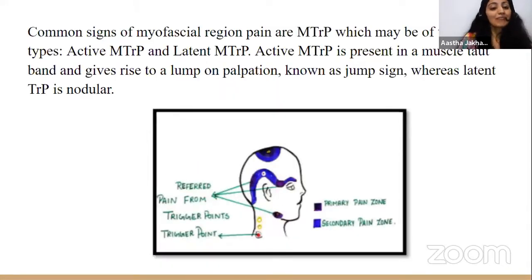Now, MTRPs, that is myofascial trigger points, they are the big mischief in causing the MPDS. They can be of two types, the active MTRPs and the latent MTRPs. Active MTRPs can be seen or palpated easily on a muscle band, and they are also called the jump sign. And the latent MTRPs appear as nodular.